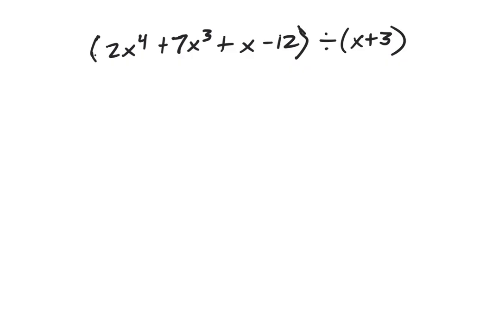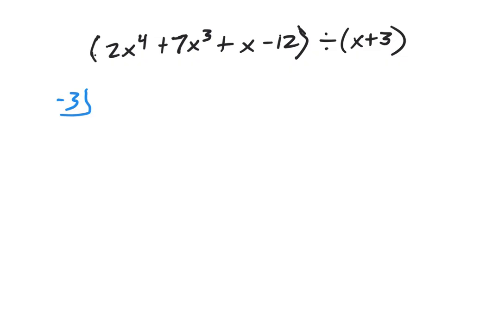Okay, so there's my polynomial, dividing by x plus 3. And there's some things that you really have to watch out for when you do synthetic division. Okay, first of all, we're going to make our box out here. What number is going to go in our box? Negative 3. Okay, the opposite of our divisor. If I set x plus 3 equal to 0, I would get negative 3. So negative 3 goes in my box.